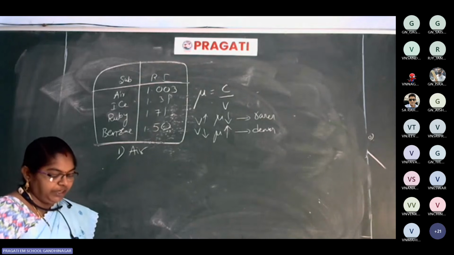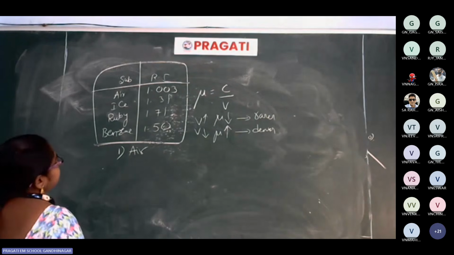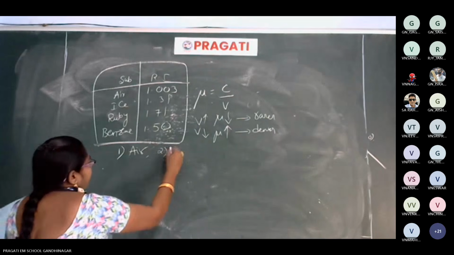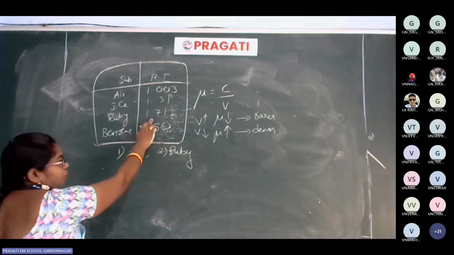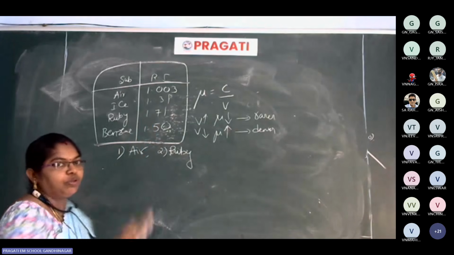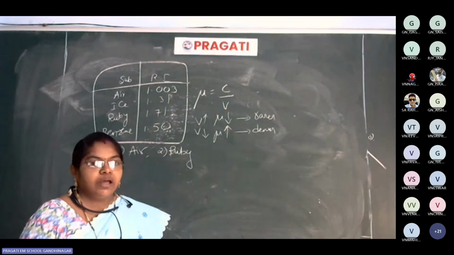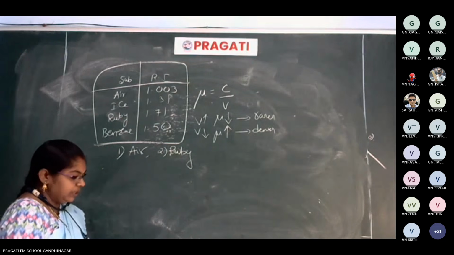In which material medium is the speed of light least? Least means ruby. Why is it ruby? Because the refractive index is more for this. If the refractive index is more, that is a denser medium. If the refractive index is less, that is a rarer medium. So that is ruby. Next one.